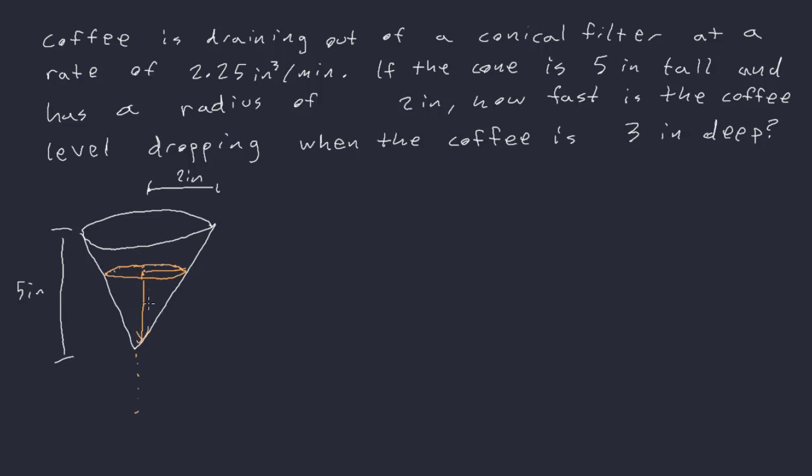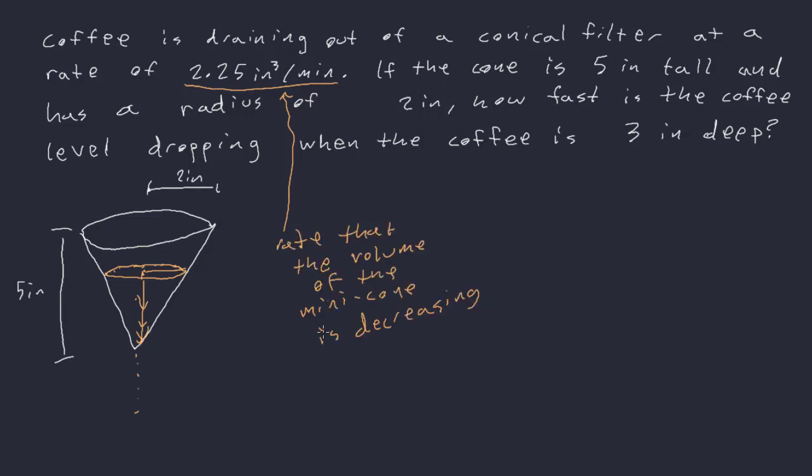And the coffee level is going down, the water's leaving, and so what we're told is that coffee's draining out of the filter at a rate of 2.25 cubic inches per minute. So we know how the volume of this mini cone is changing. This is the rate the volume of the mini cone is decreasing at. This is a volume, I know that because it's cubic inches, so this is basically our dV/dt, and our dV/dt is negative 2.25 cubic inches per minute. All right, so that's what's happening here.